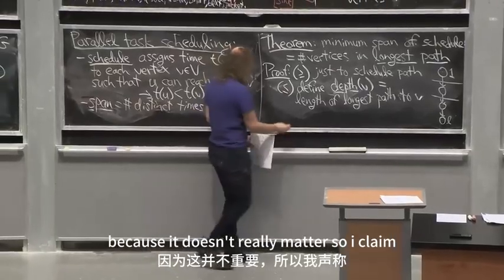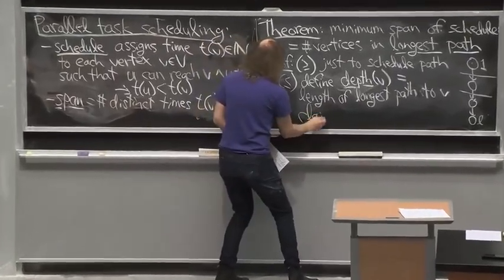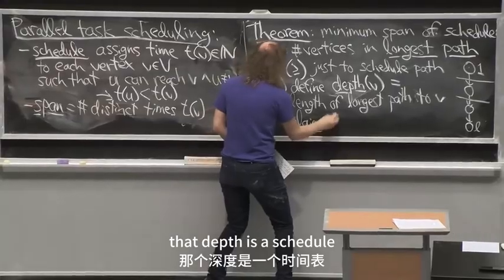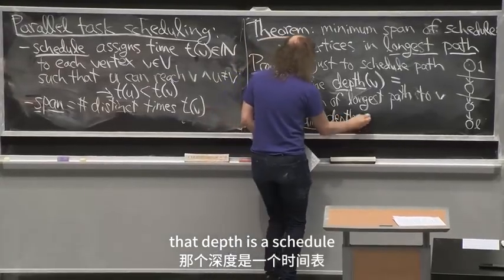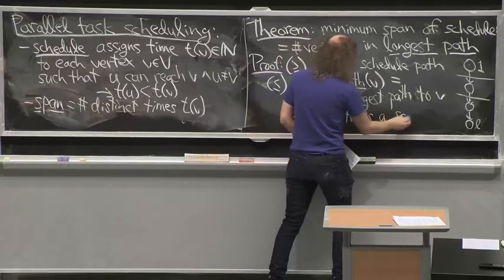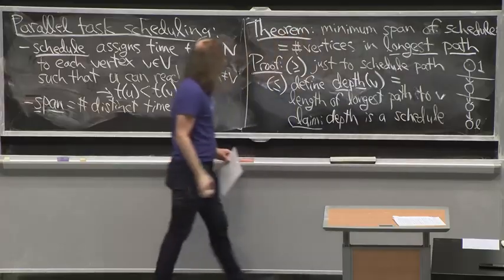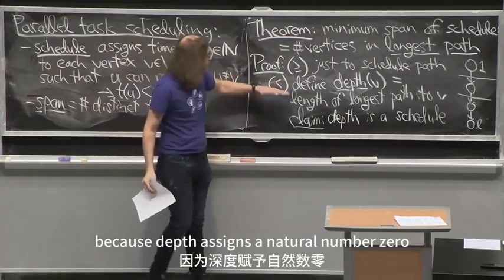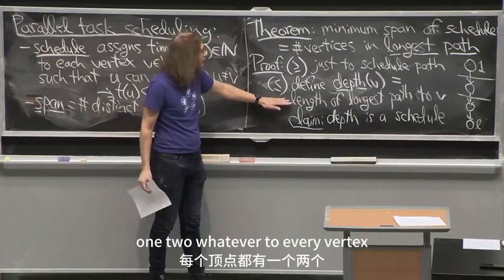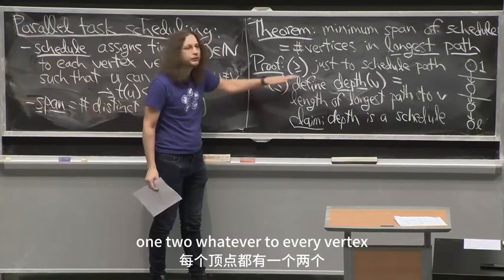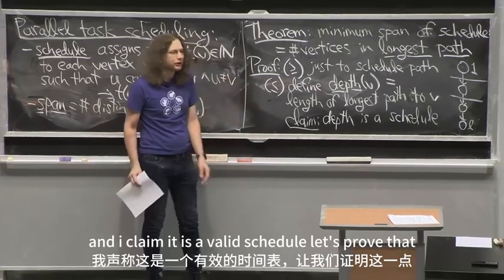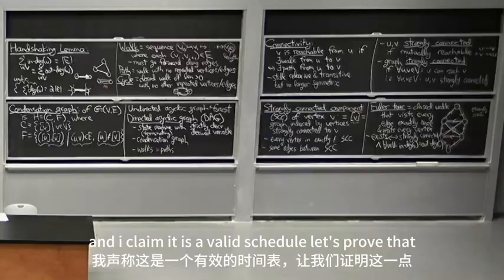So I claim that depth is a schedule, and that it has the right span. Because depth assigns a natural number, 0, 1, 2, whatever, to every vertex. And I claim that it is a valid schedule. So let's prove that.